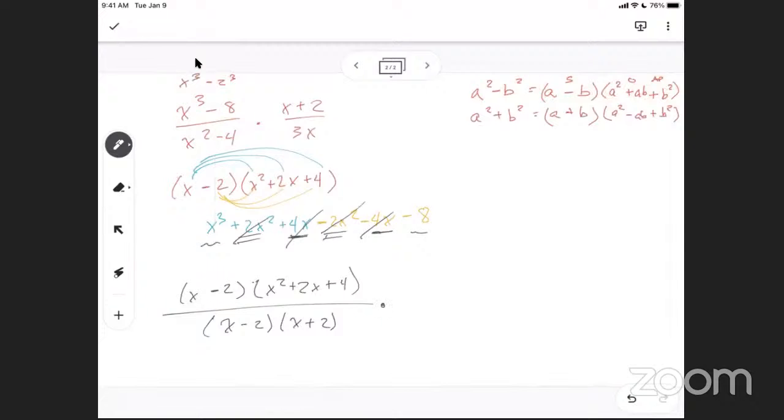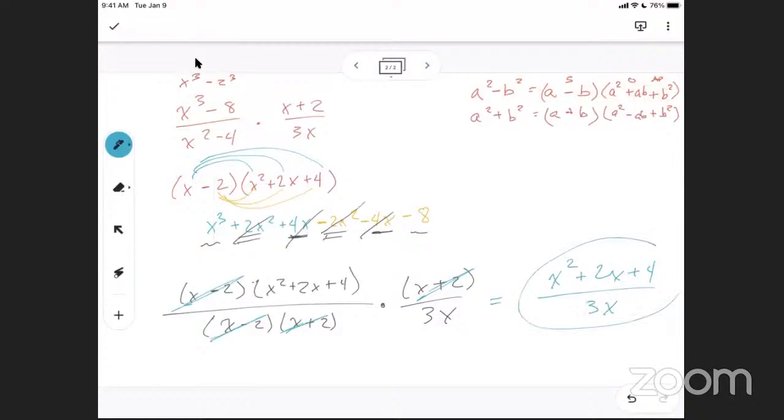And then what do I have left over here? X plus 2. And I have 3X. So what can cancel out? The X minus 2 and the X plus 2. Am I done? I'm done. Nothing else is going to cancel out. So it's X squared plus 2X plus 4 all over 3X. That's your answer. There's nothing else that can cancel out from that, so just leave it like that.